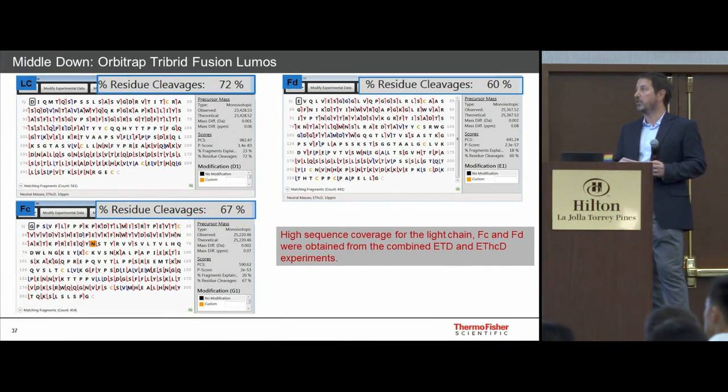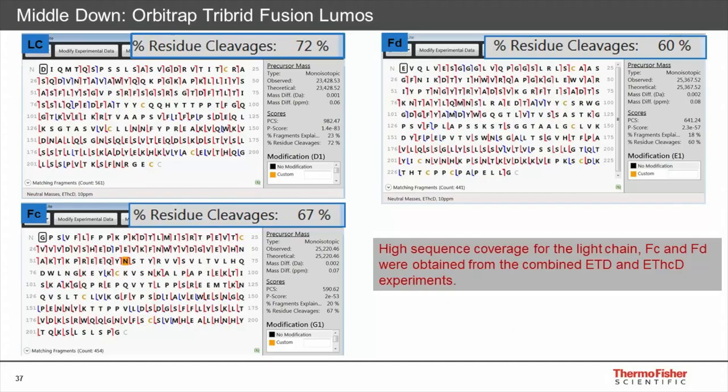So let me show you what you can get when you put 4 raw files together, so 3 different reaction times plus 1 EThcD. On the light chain, you can get 70% sequence coverage. On the Fc, 67% coverage. And on the Fd, 60% sequence coverage, which is very high for just 4 injections. And for each of them, I probably injected 1 microgram on the MAbPac column.